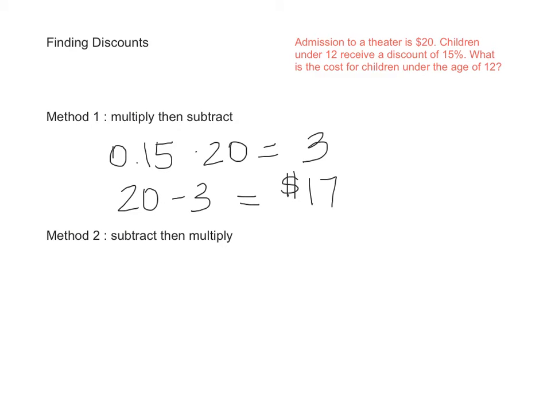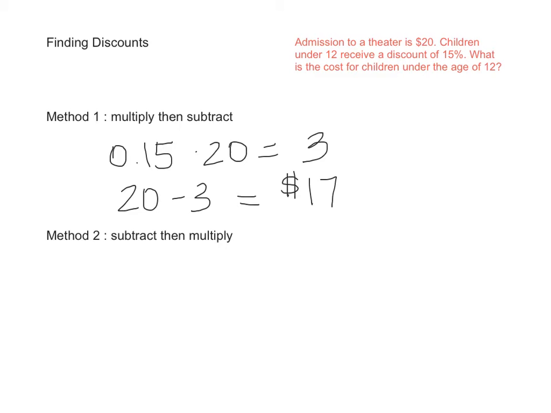If you notice again, we multiplied the cost times the percentage discount, and that gave us 3, but that $3 is the savings amount. It's the amount you're going to save. So we're not done yet. We then have to subtract it from the original amount, which was $20, and that gives us 17. So where regular admission is 20, children under the age of 12 only pay 17.